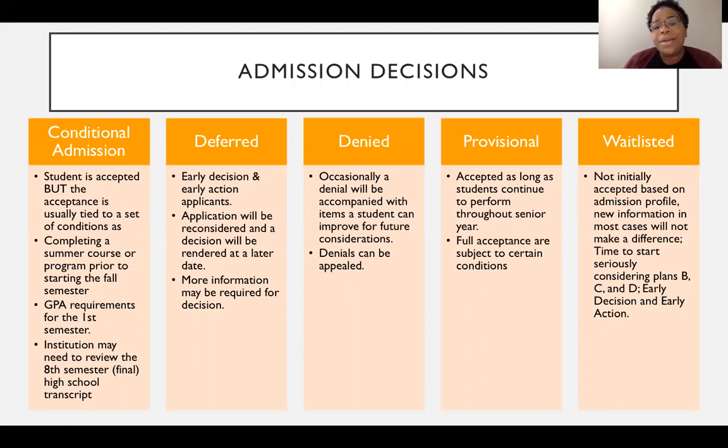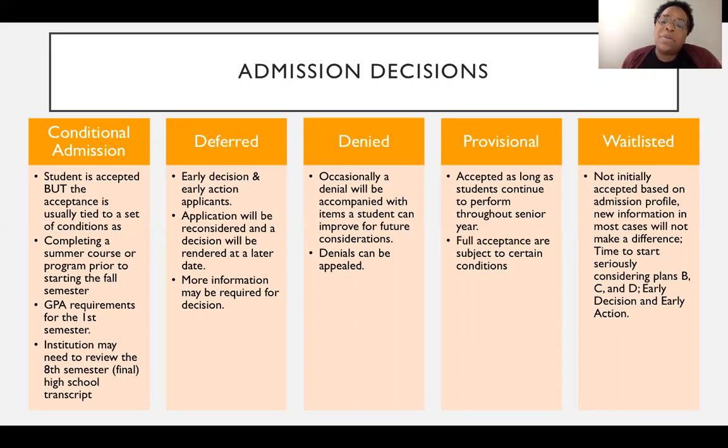So next up will be denied. Occasionally, denials will be accompanied with some items that you as a student can do to improve further consideration. Denials can be appealed. That is super important to be aware of: if you get denied from an institution, you can go through their appeals process. It looks different depending on the school. Some colleges may say, hey, if you retake the ACT, you can go ahead and go through the denial process.